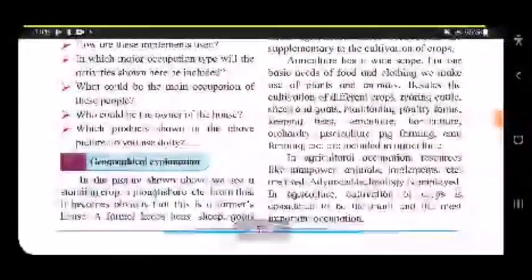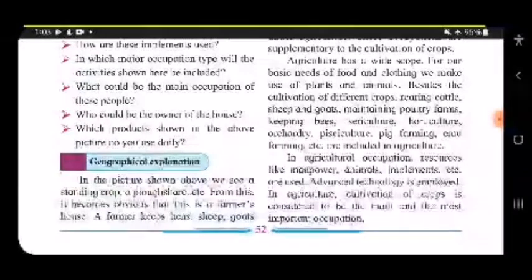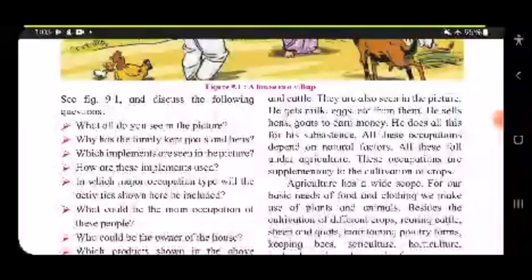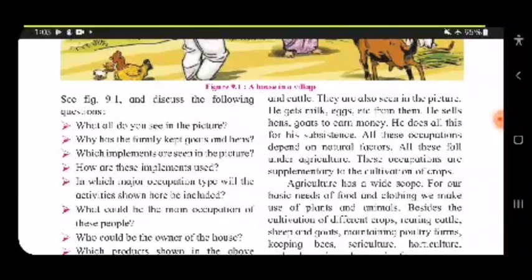From this, it becomes obvious that this is a farmer's house, as I told you. A farmer keeps hens, sheep, goats, and cattle. They are also seen in the picture. Why does he keep all these animals? Because he gets milk, eggs, etc. from them. He sells hens and goats to earn money. If he has a lot of hens and goats, he sells them so that he gets money in return. He does all this for his subsistence, that means for his living.